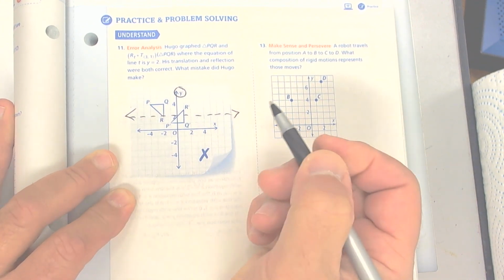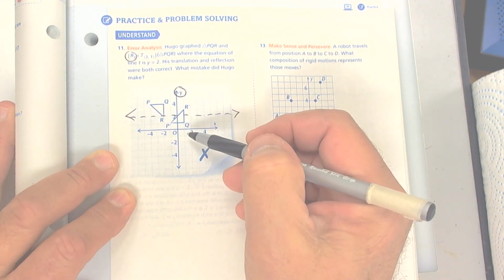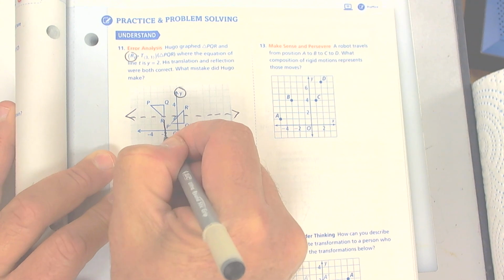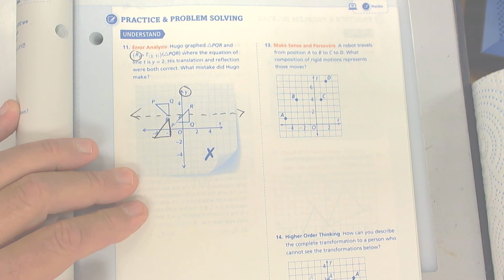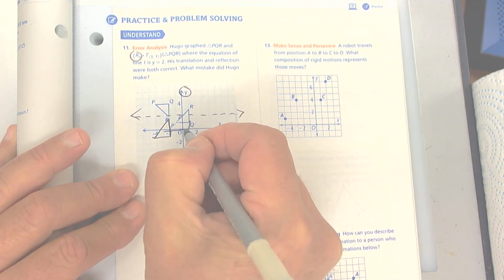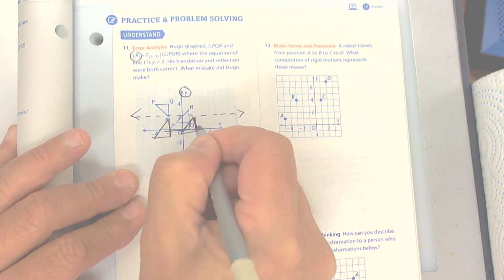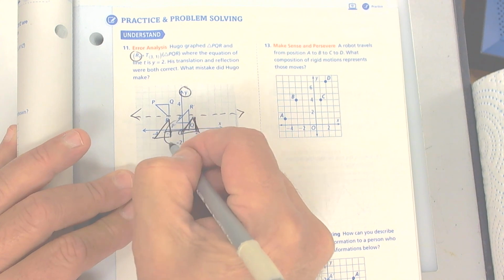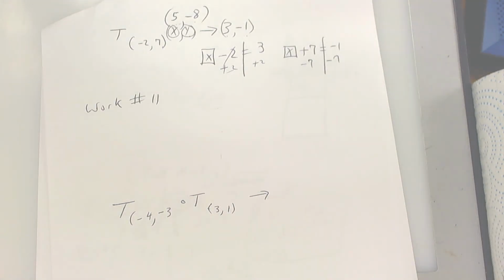Now let's think about this. If he reflects it first over this line, then it would flip something like this. It would look something like that if he reflected it. And then if he slid it over 3 and up 1, over 3 would be this way and up 1, it would look something like this. Okay? Now that's close to what he has, but I think you'd have to slide it up more and over more. And so I'm going to say his is a mistake. All right, now let's move on.